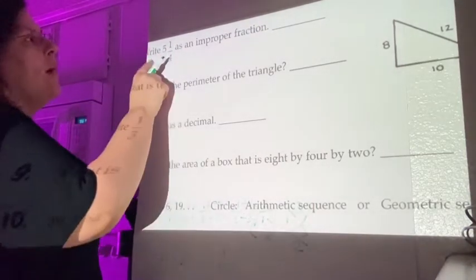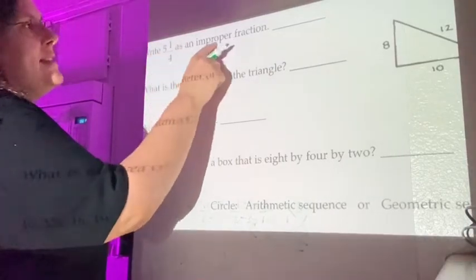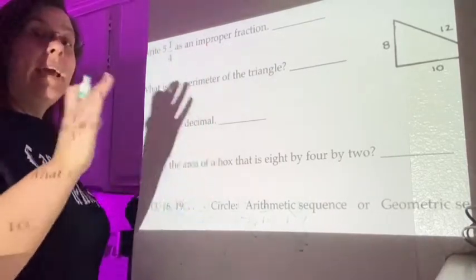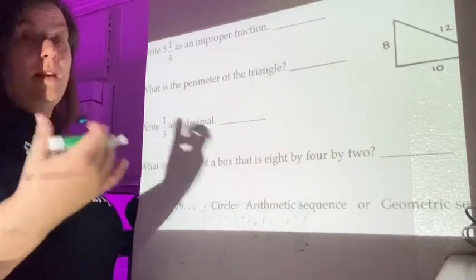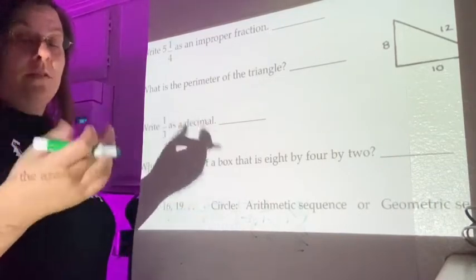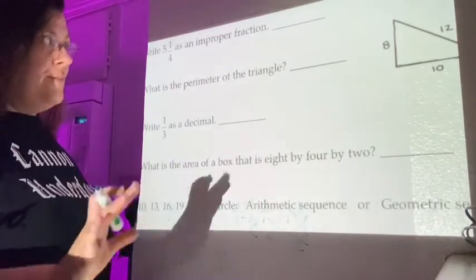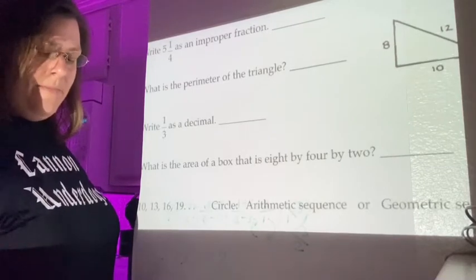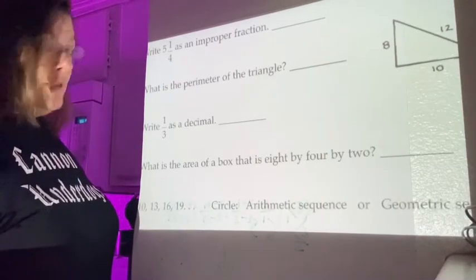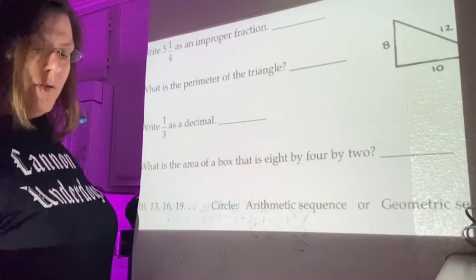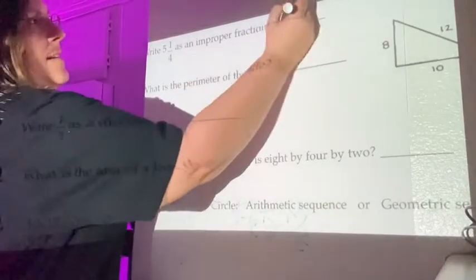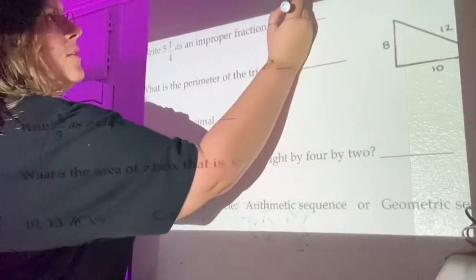All right, so this first one here: write 5 1/4 as an improper fraction. Now you can literally just put this in PhotoMath and it'll tell you the answer. So let's do that to make it simple for ourselves at first. So we have 5, and then we're gonna do a fraction of 1/4. And it tells us that it is 21/4.